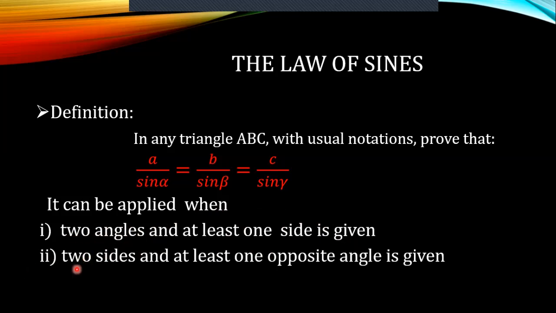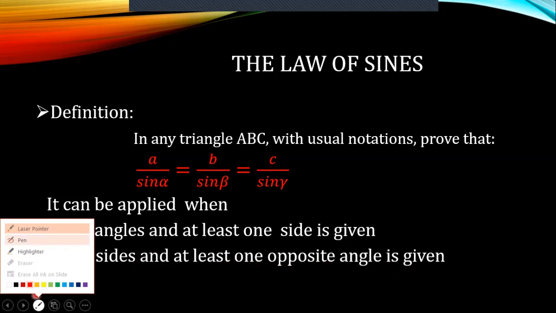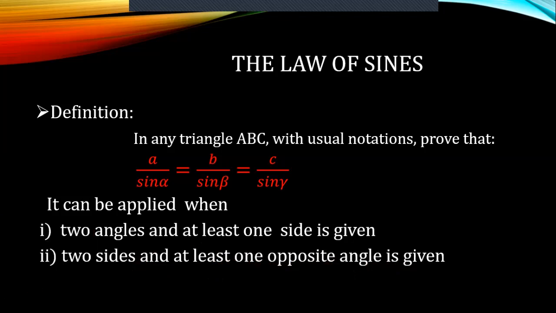Then in number 2, if two sides are given and at least one opposite angle is given, because I told you in the previous lecture as well that if you want to solve a triangle, then at least one side and two angles, or two sides and one angle should be given. Now there could be different cases. And what do you mean by opposite angle here? I need to try to tell you what an opposite angle means. So look, I am going to form a triangle here.